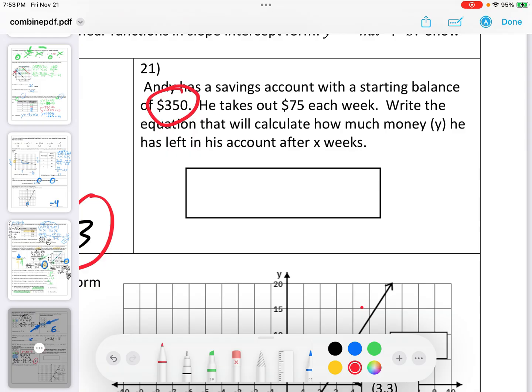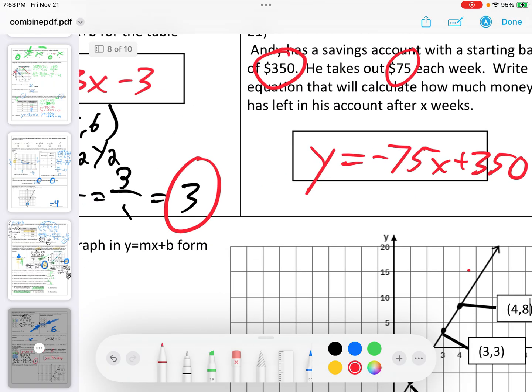And he has a savings account with a starting balance of $350. That's our initial value. Takes out 75, and that's going to be a negative number. Write the equation and calculate how much money. Okay, perfect. y equals, he's going to remove 75 each week, not make 75, plus 350 that he started out with.